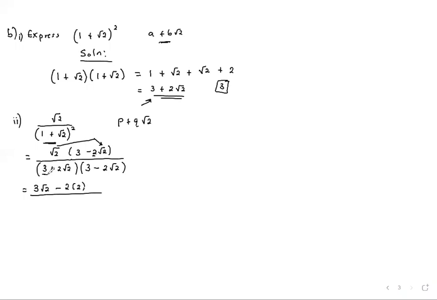Over 3 times 3, we get 9, minus 2 times 2, we get 4. √2 times √2, we get 2. So that now we have 2 times 2, that is 4. So you have negative 4 plus 3√2 over 9 minus 8. This is negative 4 plus 3√2 over 1. So this is our solution. And why dividing by 1?